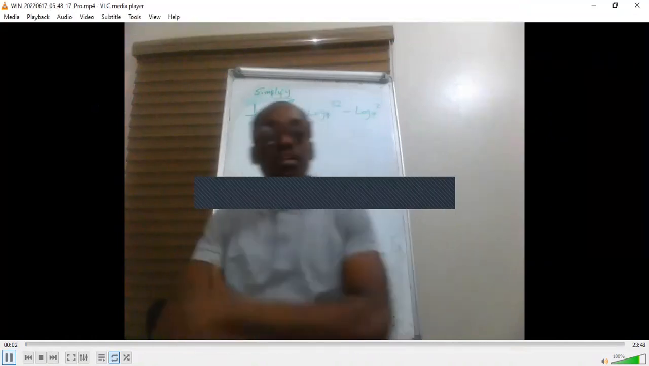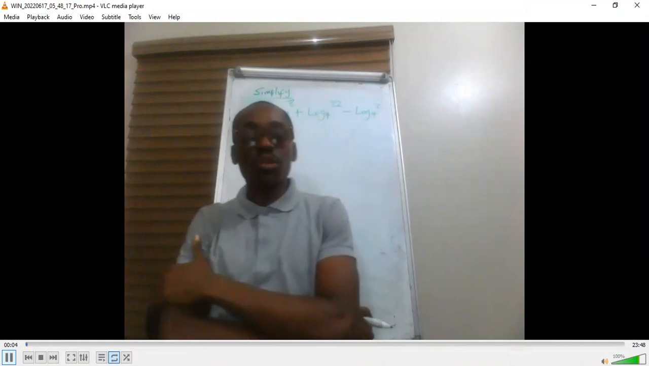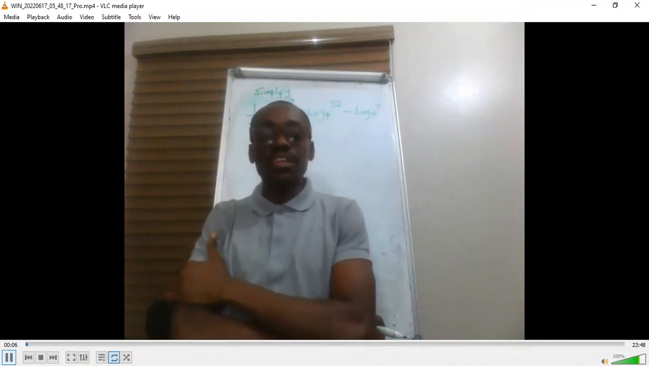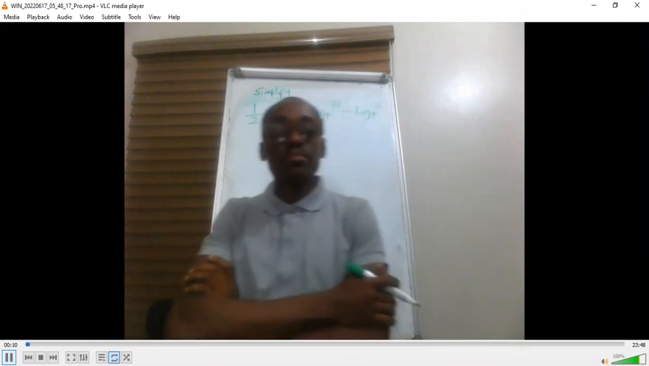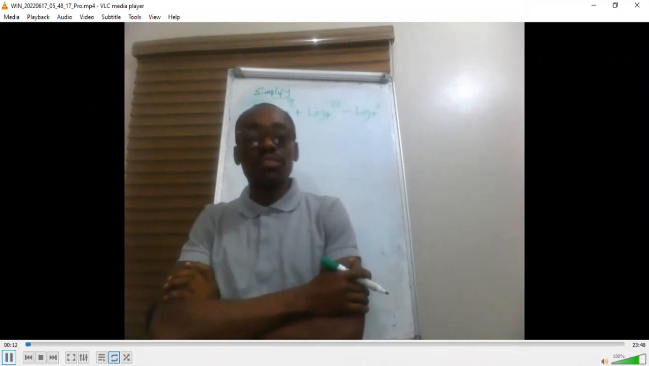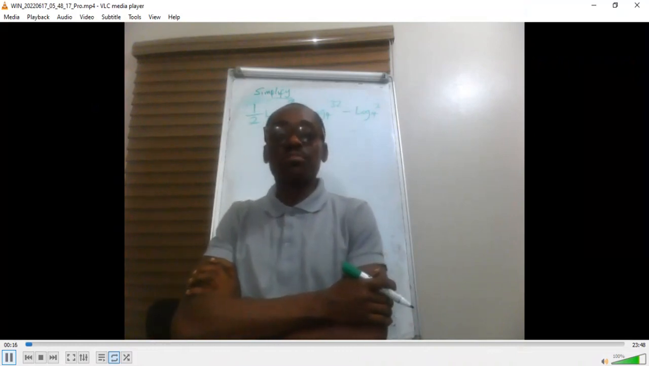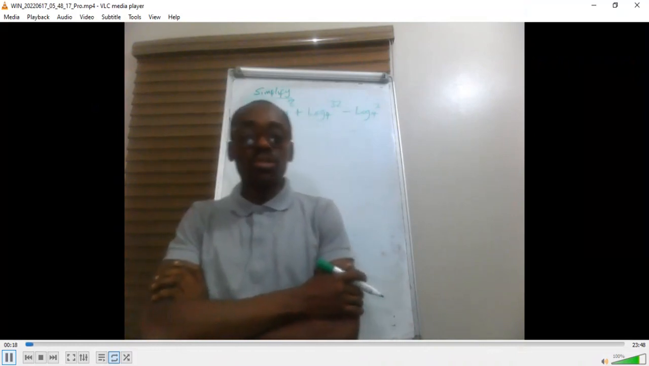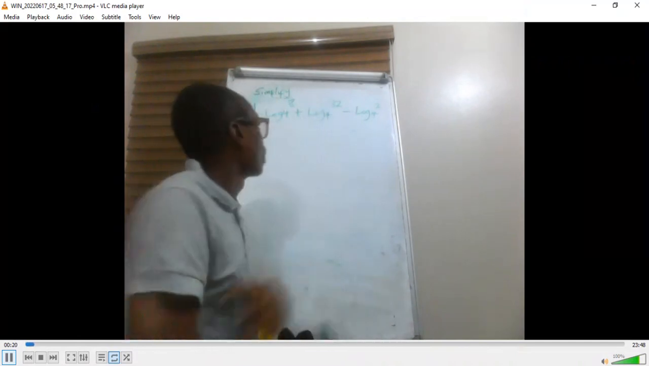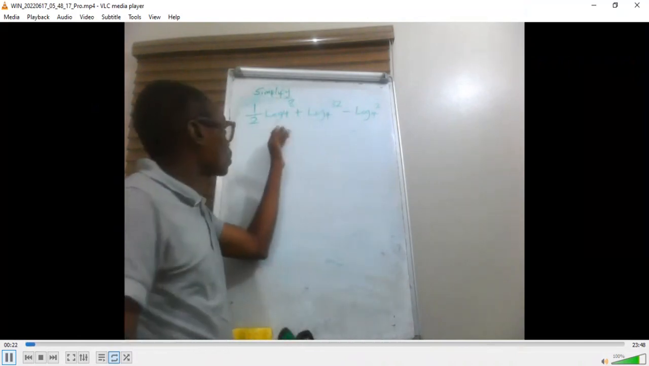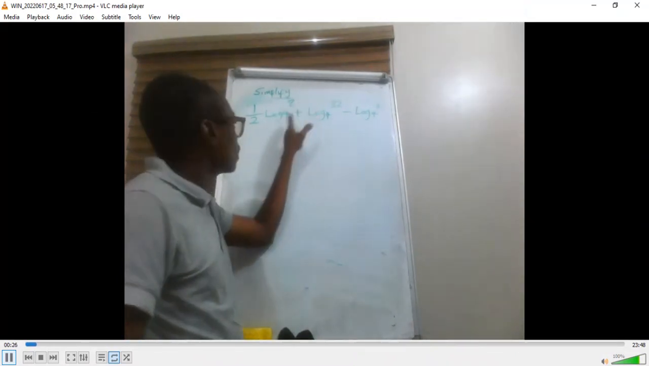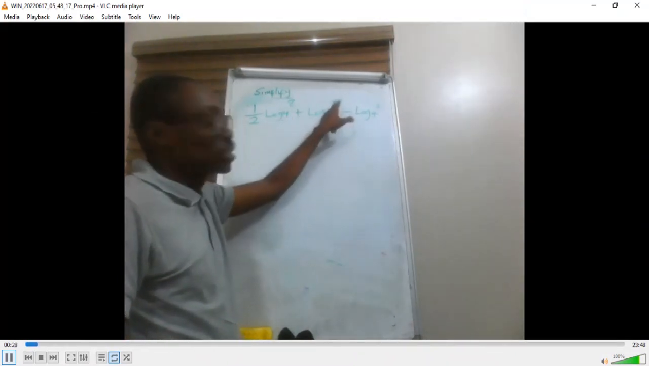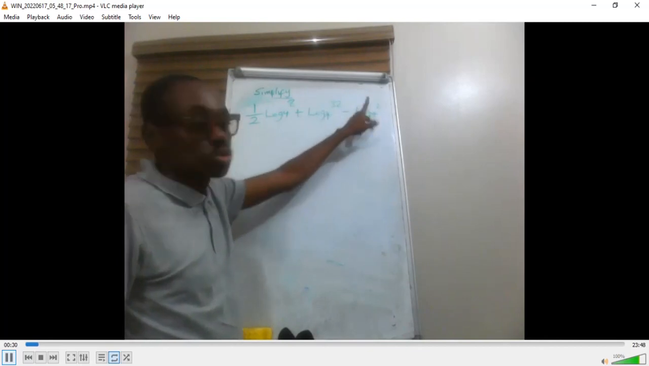So this is a continuation of the exercises on logarithms. We started in the previous lesson and solved some logarithm exercises, so we are continuing from where we stopped. The first exercise we're going to solve is to simplify half log 8 base 4 plus log 32 base 4 minus log 2 base 4.